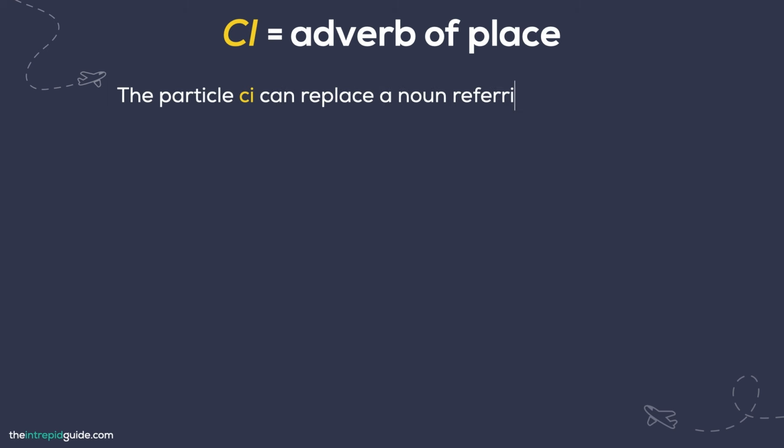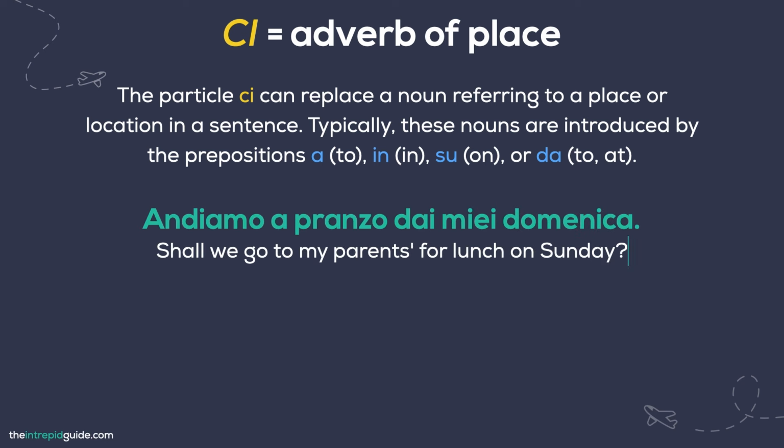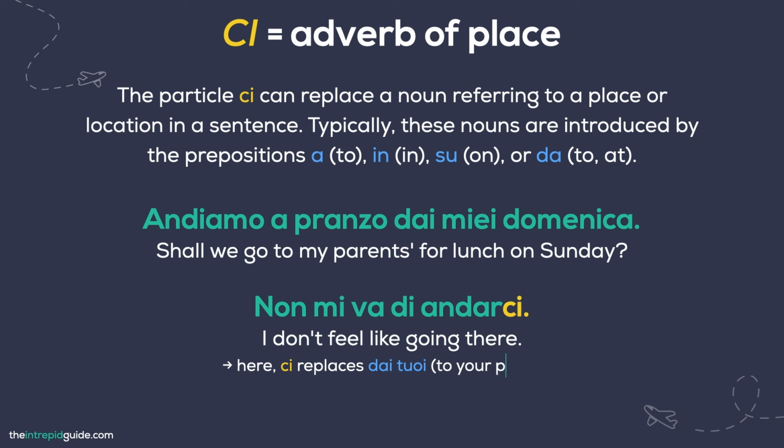The particle ci can replace a noun referring to a place or location in a sentence. Typically, these nouns are introduced by the prepositions a, in, su, or da, meaning to or at. For example, Andiamo a pranzo dai miei domenica? Shall we go to my parents for lunch on Sunday? Non mi va di andarci. I don't feel like going there. Ci replaces "dai tuoi", to your parents.